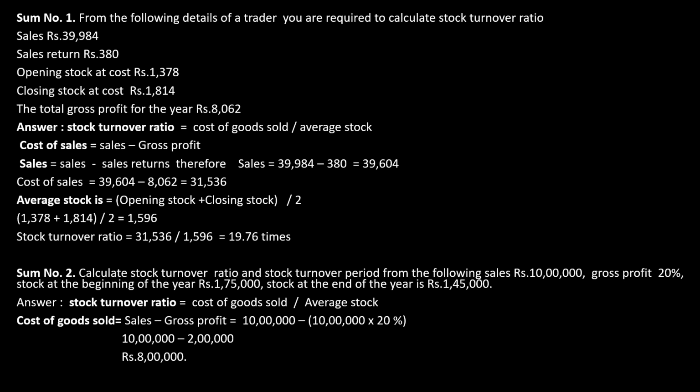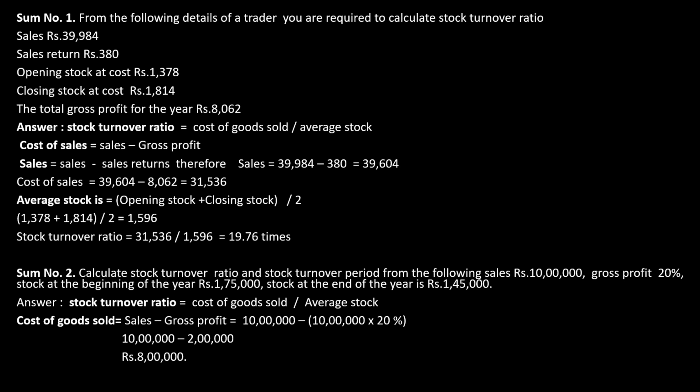Sum number 2. Calculate the stock turnover ratio again and stock turnover period from the following, which means the second formula for stock turnover ratio. The sales is given as 10 lakh, gross profit is 20%. Here, only the percentage is given. So if a percentage is given, you calculate the percentage on your sales, which means the gross profit will be 10 lakh into 20 by 100.